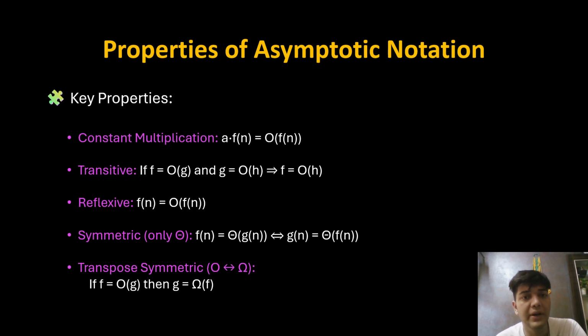The last property is transpose symmetry, or we can call it the reverse view. If one function is an upper bound of another, big O, then the other one is a lower bound of the first, omega. So if f is at most as fast as g, then g is at least as fast as f, just looking at it from the opposite side.